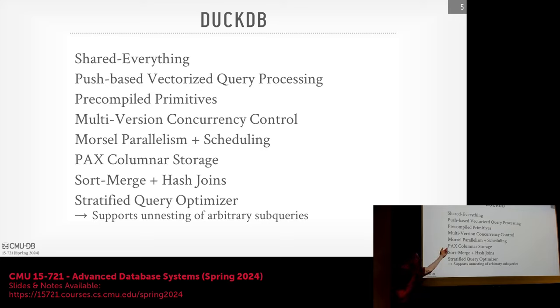Right, so the PAX stuff, we've covered that many, many times. They're going to do sort-merge join and hash joins. And then the stratified query optimizer looks very similar to what we talked about before. Again, you're running on arbitrary files that you may not have any statistics for. So they're using a bunch of rules to figure out some basic join order heuristics. But the one thing they do well is the unnesting of arbitrary subqueries.